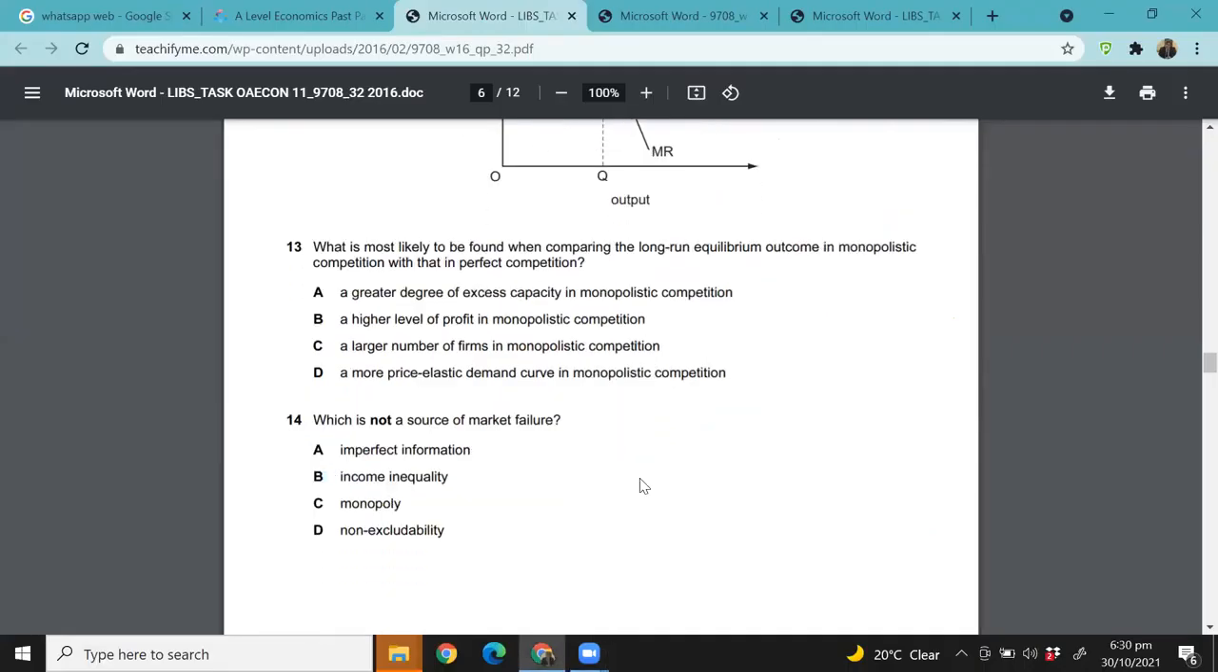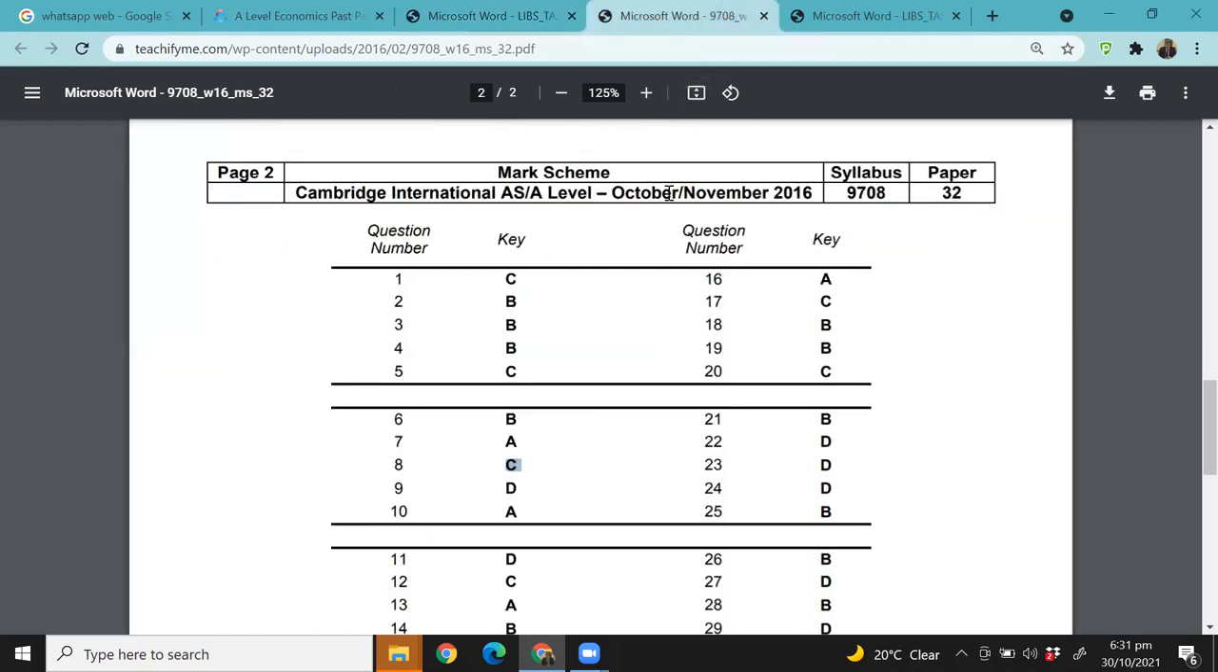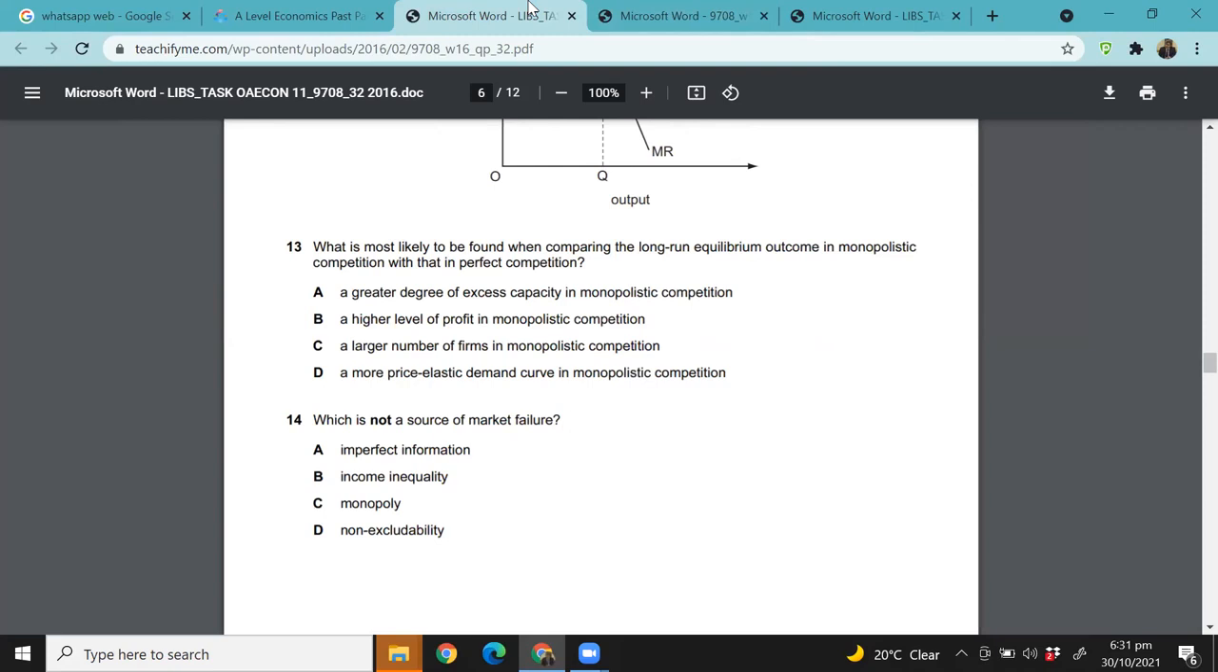Now moving to the next question. What is not a source of market failure? Imperfect information, income inequality, monopoly, non-excludability. What do you think? What is not a source of market failure? What products are non-excludable? Isha, first let's check the answer for 13. 13 is A, right? So for 14, what is not a source of market failure?